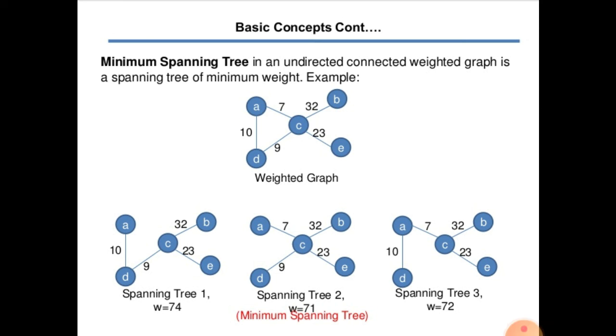Now whenever you are adding the edges, that is the total weightage. Among these spanning trees there is one minimum, and that is called the minimum spanning tree. That is very important for finding the shortest distance between a source node and a destination node.